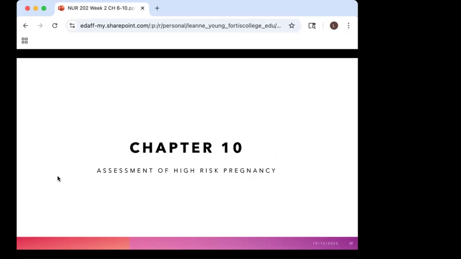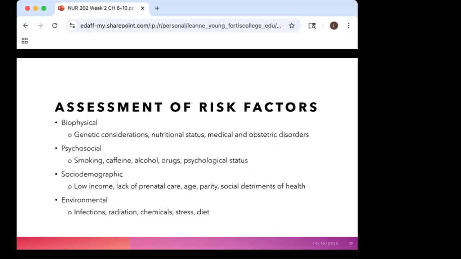So assessment of the high risk pregnancy. So risk factors that can contribute to a high risk pregnancy. Biophysical factors would be like your genetic considerations, nutritional status, medical and obstetric disorders. Psychosocial are those other outlying external factors, like if the mom is smoking, how much caffeine they're intaking. Right now, they're saying a little under 200 milligrams of caffeine a day is safe in pregnancy. That's about 1 to 2 8-ounce cups of coffee if a woman is asking you.